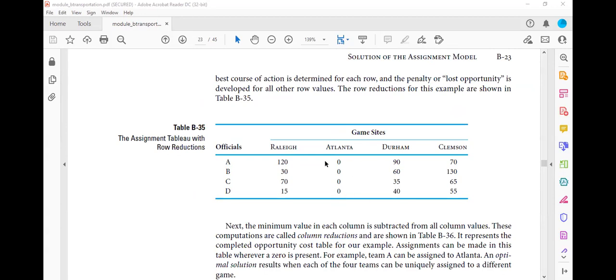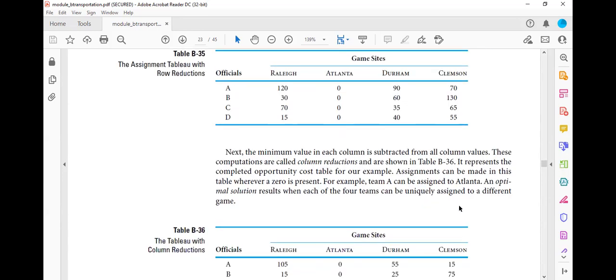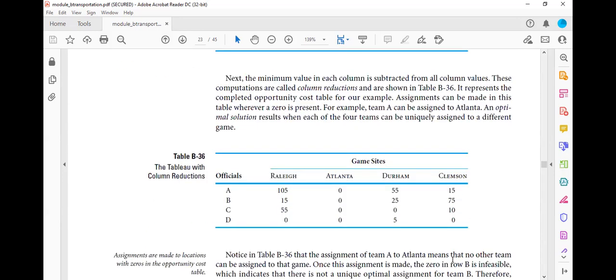So of course, yung column natin for Atlanta will stay at 0, but the columns for Raleigh, Durham, and Clemson, hindi pa siya yung lowest, hindi 0 yung lowest. So for instance, for Raleigh, the lowest is 30. So the next step would be to subtract 30 from all the entries in column A. Dito naman, 35. Ima-minus mo yung 35 sa lahat ng entries sa Durham. Dito ang lowest natin is 55. Isusubtract mo yung 55 from all the entries in Clemson. And this is what will happen.